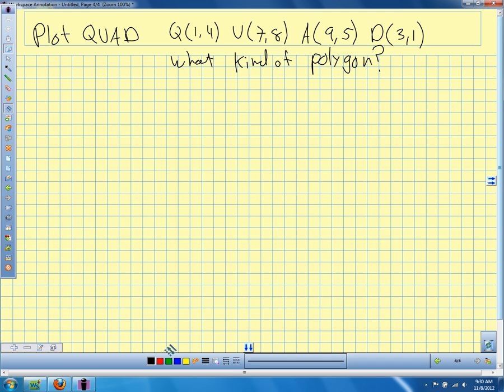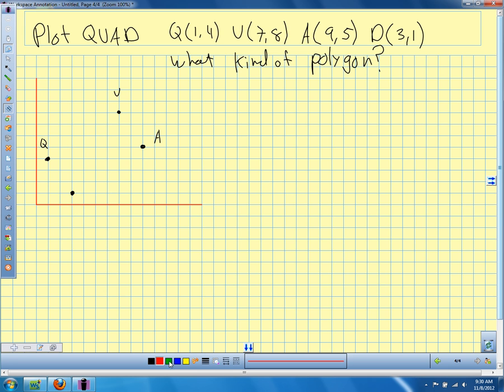All right, so let's draw some axes here. All right, so we're going to plot these points. We go over 1, up 1, 2, 3, 4. There's point Q. U is over 7, and up 1, 2, 3, 4, 5, 6, 7, 8. There's point U. A is over 9, and up 1, 2, 3, 4, 5. And that's A. And D is over 3, and up 1.